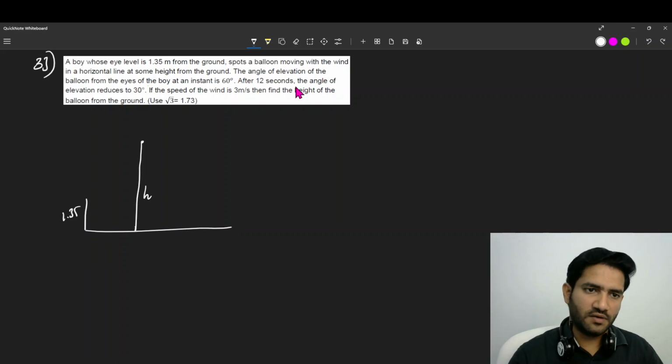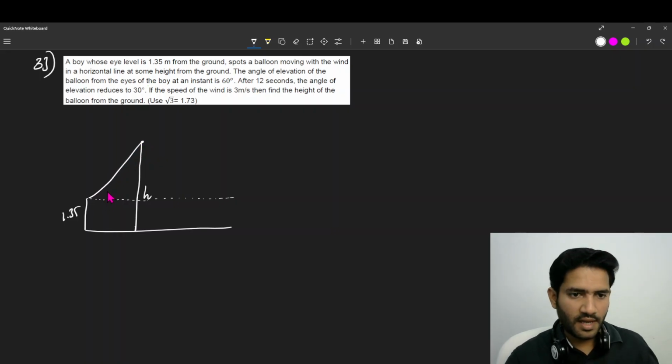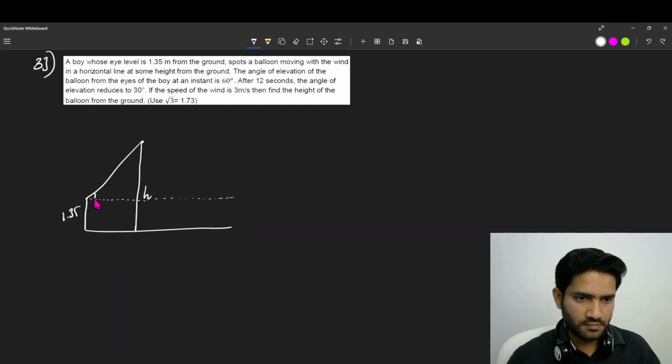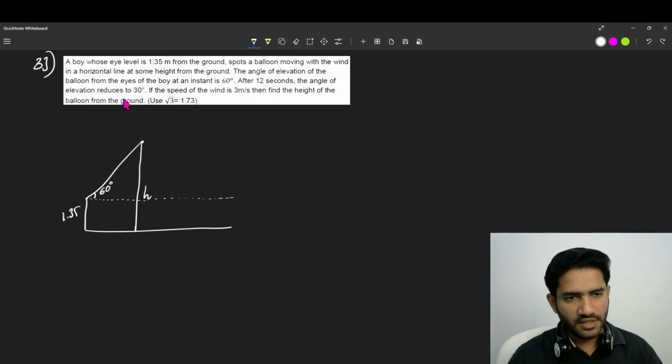The angle of elevation of the balloon from the eyes of the boy, measured from the horizontal line, is given as 60 degrees. After 12 seconds, the angle of elevation reduces to 30 degrees, if the speed of the wind is 3 meters per second.